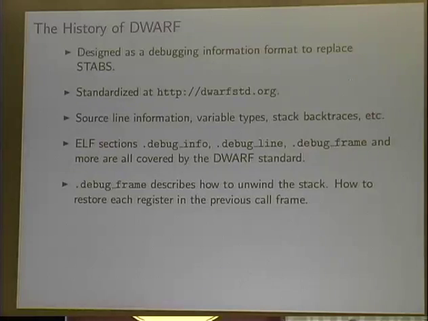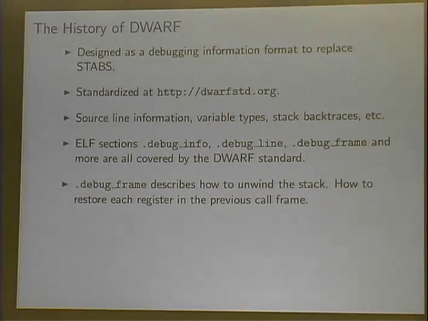So Dwarf started as a debugging information format designed to replace stabs. For anyone who remembers stabs, it was the old format used by GDB. And it is a standard at dwarfstandard.org. They're on version 4 of the standard right now. It gives you all the source line information, variable types, stack backtraces, etc. that you use in GDB probably every week for most of you. And as a debugging format, it's responsible for the ELF sections debug info, debug line, debug frame, and so on. They're all covered by the Dwarf standard.